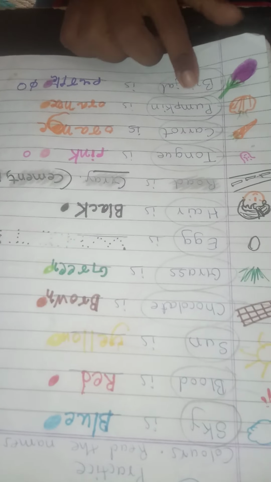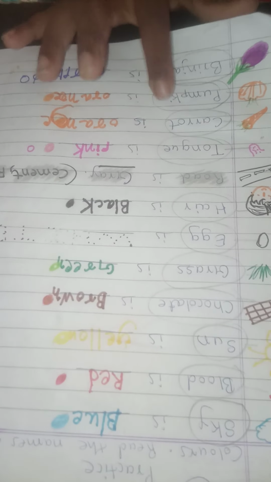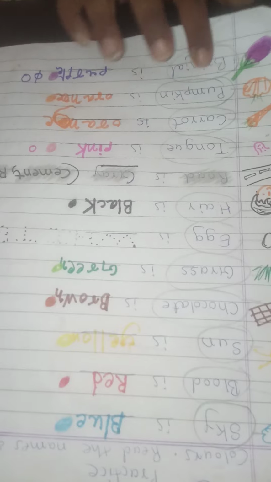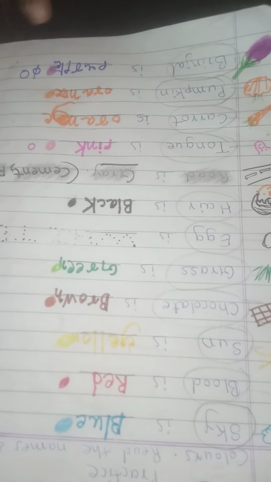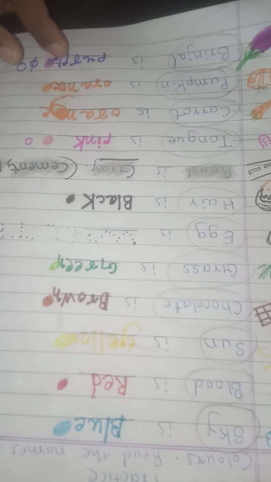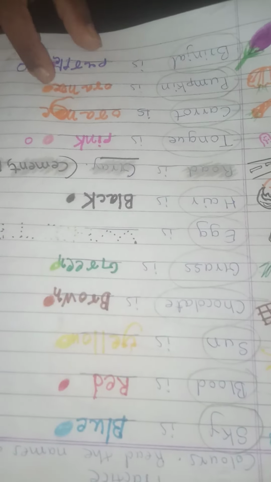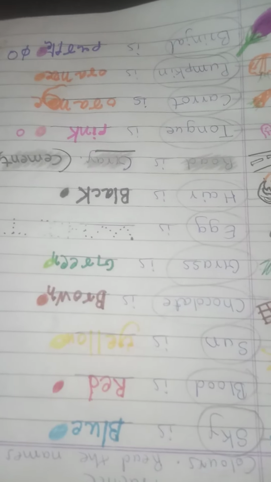P U M P K I N. Pumpkin. Pumpkin is orange. O R A N G E. Orange.